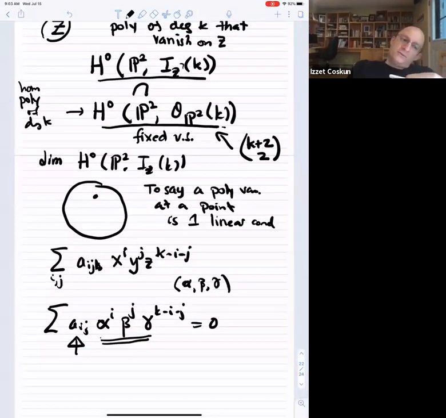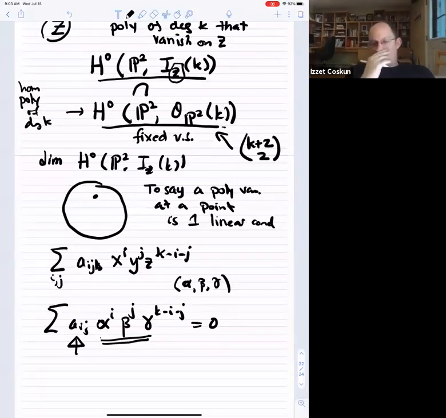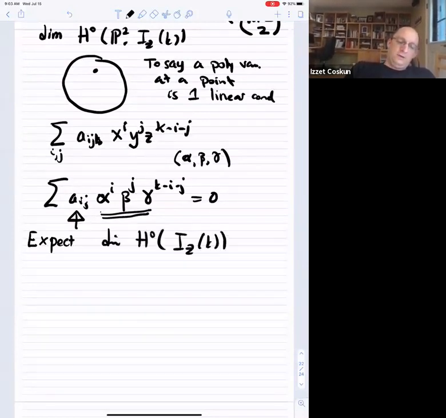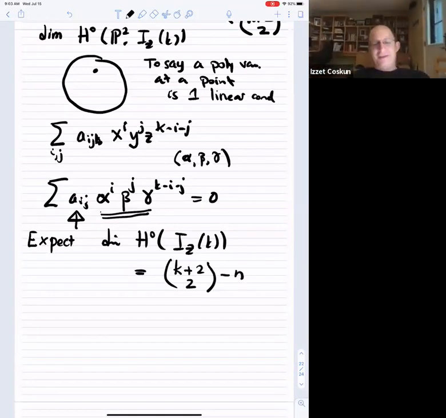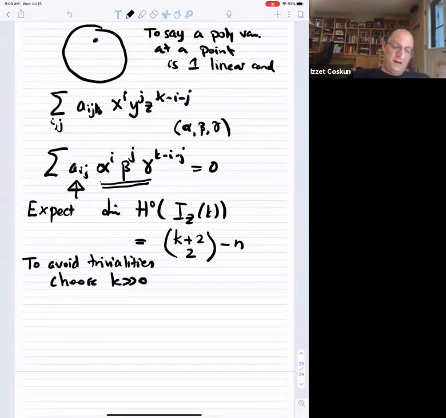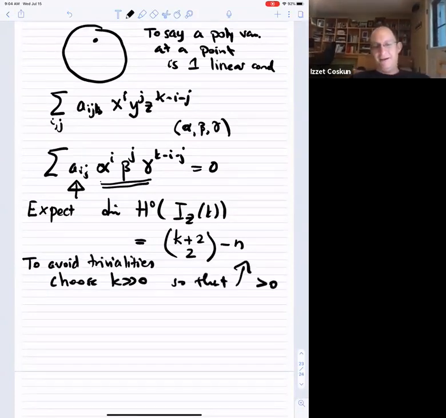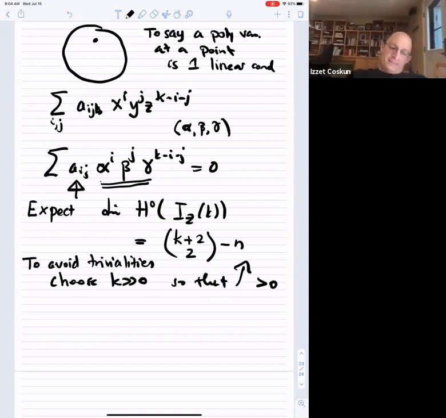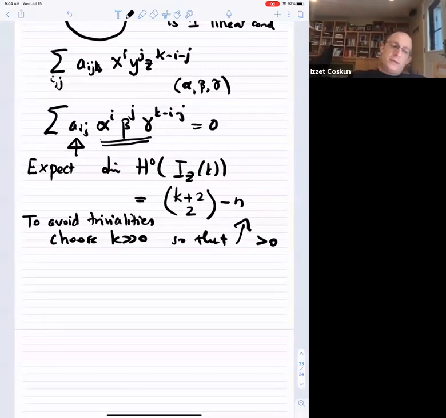Now, if you are asking the polynomial to vanish on n points, that's n linear conditions. So you expect the dimension of H^0(I_Z(k)) to be k plus 2 choose 2 minus n. So that we don't talk about trivial things, I want this dimension to be positive. I want k to be large enough that this is positive. So to avoid trivialities, choose k sufficiently large so that this number is positive. Otherwise you run into trivialities that I don't want to deal with. But this is what we expect, and in fact, if you have n general points, this will be the dimension.